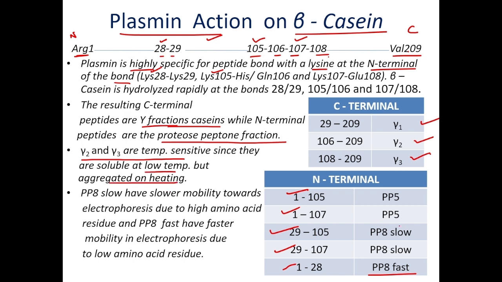Now why do we call them pp8 slow and pp8 fast? Because pp8 fast moves faster in electrophoresis, while pp8 slow has slower mobility due to its higher number of amino acid residues. pp8 fast has higher mobility in electrophoresis due to fewer amino acid residues. In pp8 fast we have only the amino acids 1 to 28, whereas the pp8 slow fractions have more amino acids, so they move slowly when separated by electrophoresis.